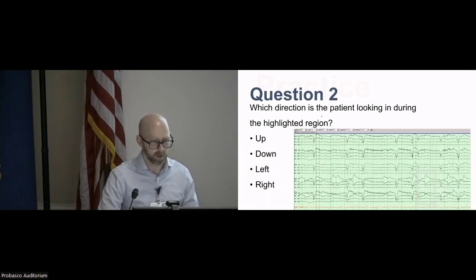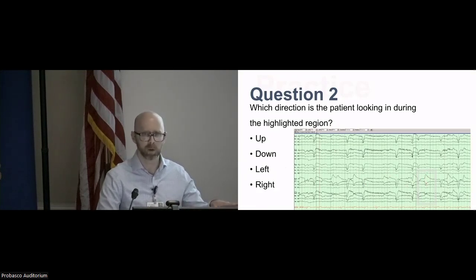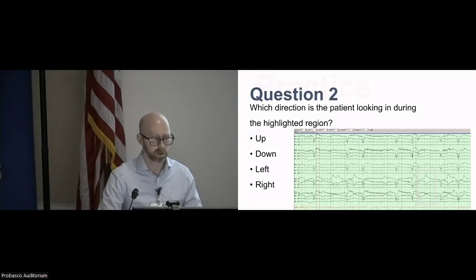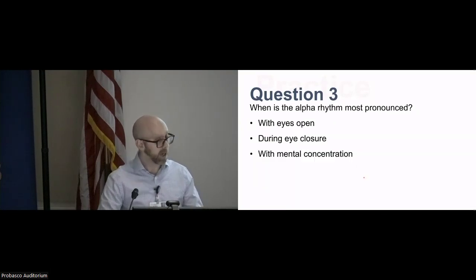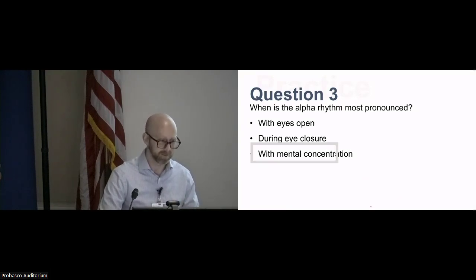And then in this highlighted region, which direction is the patient looking? Remember, the more positive polarity area is the way you're looking towards on horizontal eye movement. So they're looking towards the left, right? And then when is the alpha rhythm most pronounced? With your eyes open, when your eyes are closed, or with mental concentration? Yep. That's eye closure.